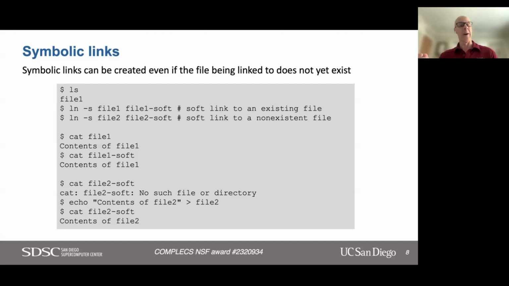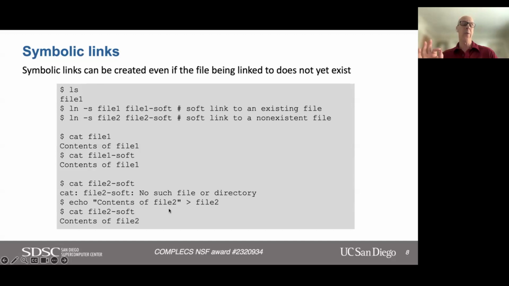So now if we look at the contents of file1, we could do cat file1, we see contents of file1. If we look at the contents, instead referring to the soft link, file1-soft, we again see that content. Here, think of file1-soft as just being another name for file1.